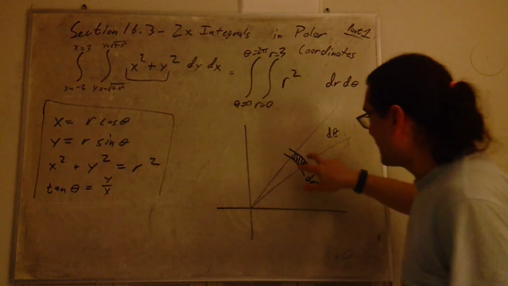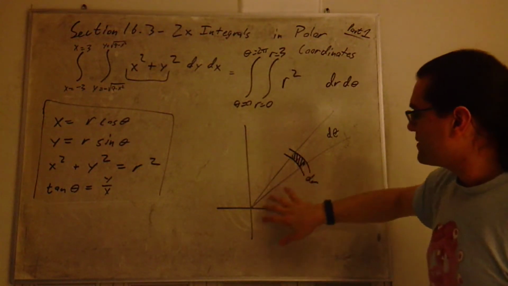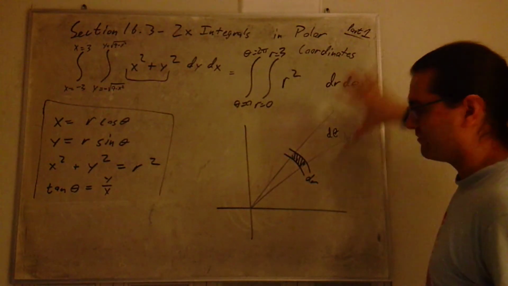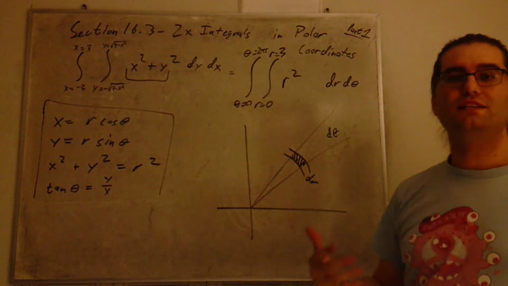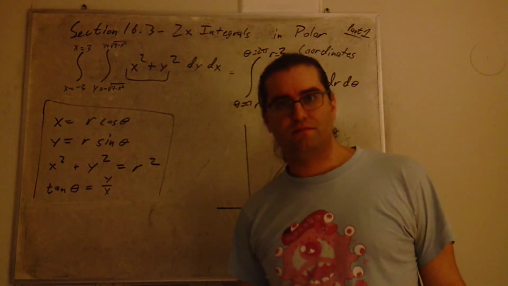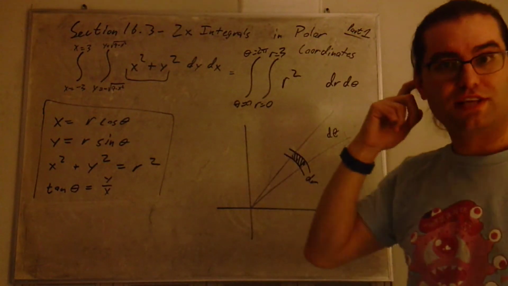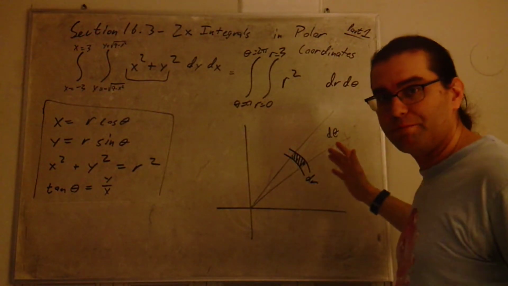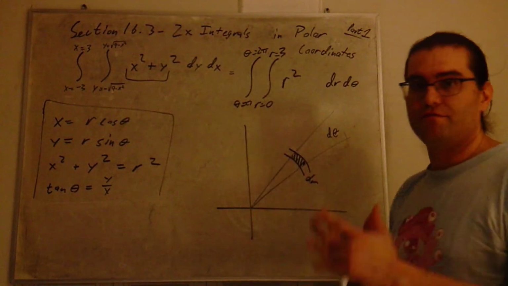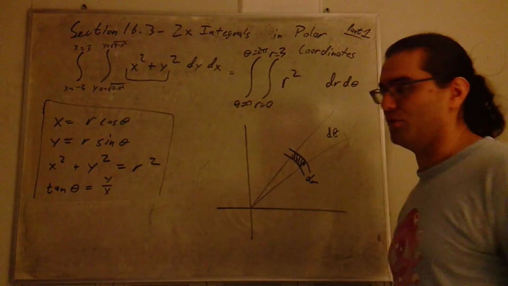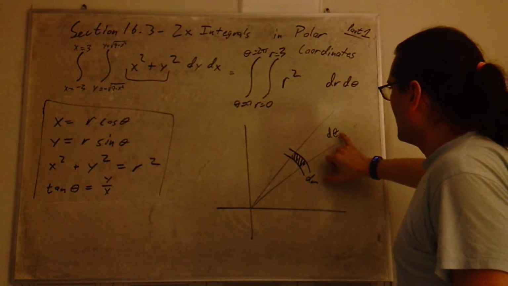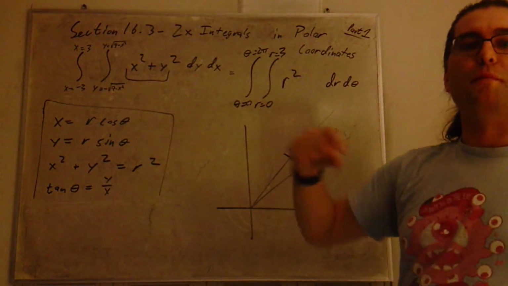And that's what's going on here. These things grow in size the farther away from the origin you get. And so we need some way to reflect that. We need something that's going to tell us that these chunks of area are bigger the farther away you are. The other problem we have is a problem of dimensions.